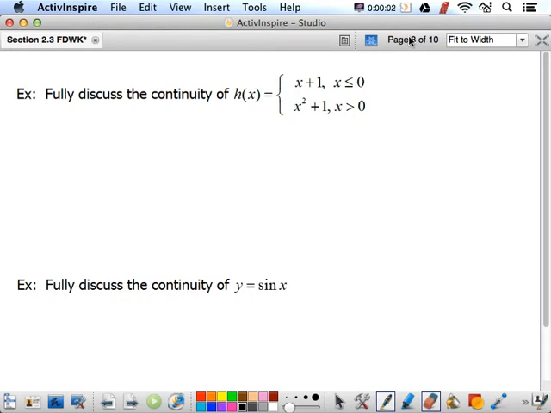Let's take a look at this piecewise function. H of x equals the line x plus 1 as long as x is less than or equal to 0, and the parabola x squared plus 1 as long as x is greater than 0.